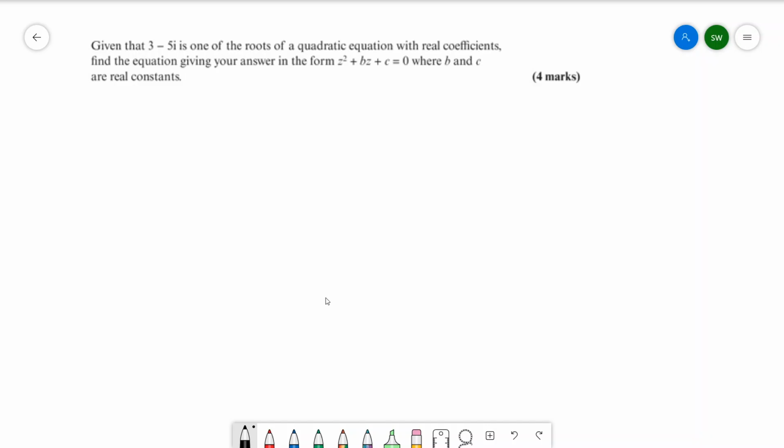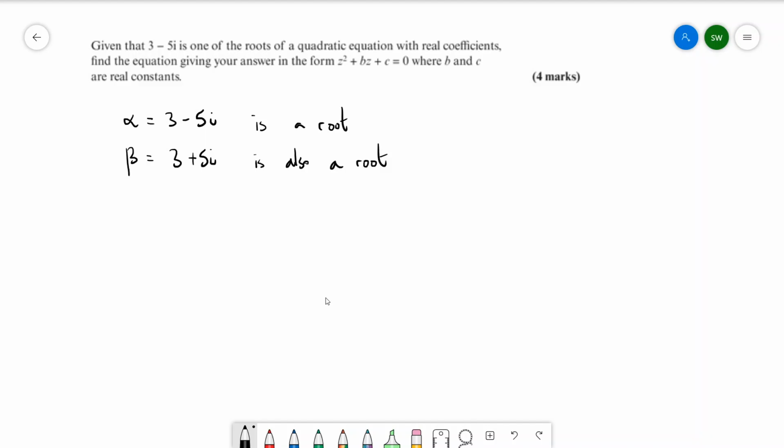So the first thing to note is that if we've got one root, say alpha, which is 3 minus 5i, we often use alpha and beta to label the roots. So this is a root. We know that because the complex conjugate is also going to be a root, we know that beta, which is the complex conjugate 3 plus 5i, is also a root.